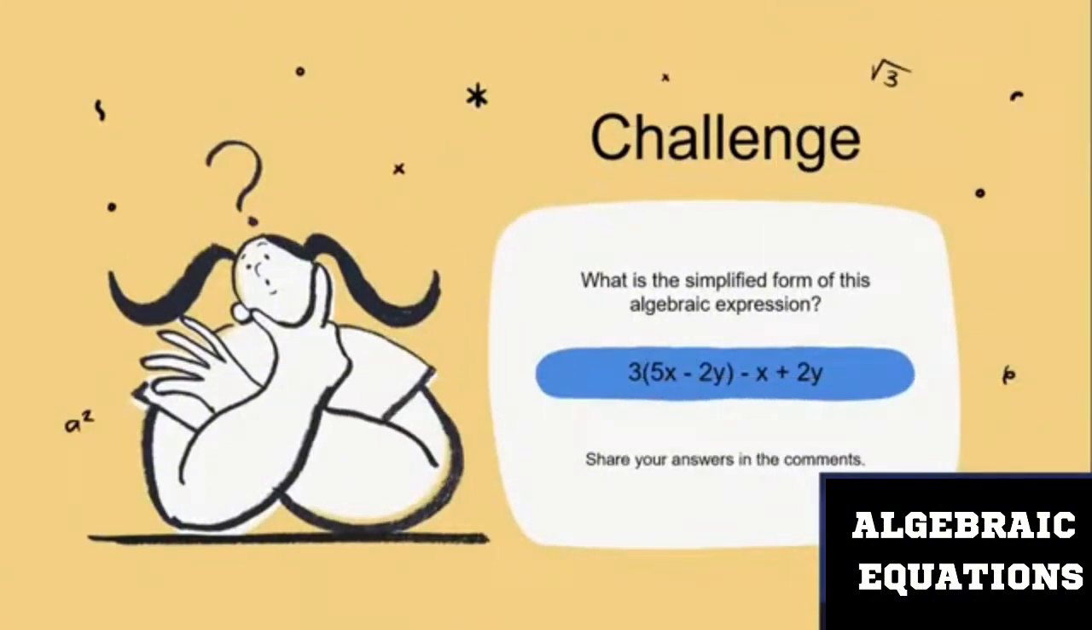All right, so if you do not have a problem, I'm going to give you a problem. So I have a problem with me here. 3 bracket 5x minus 2y, minus x plus 2y. What is the simplified form of this algebraic expression? Please share your answers in the comments below.